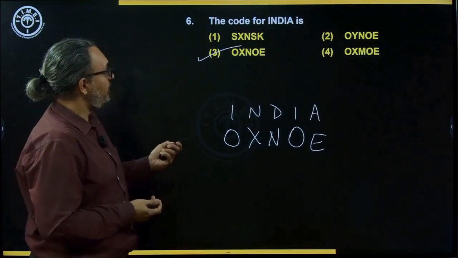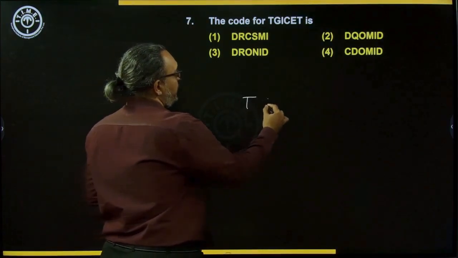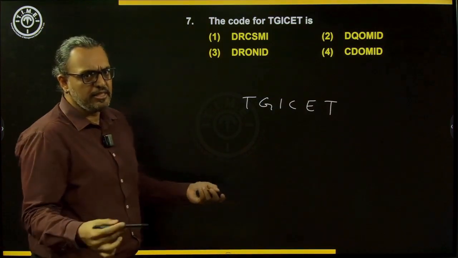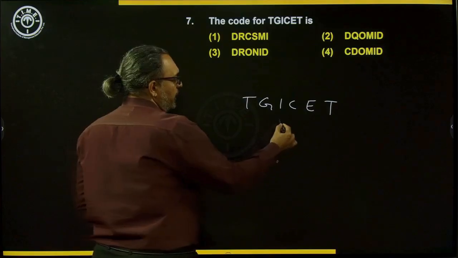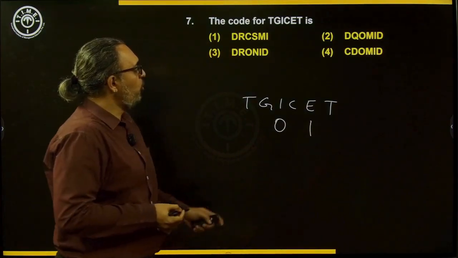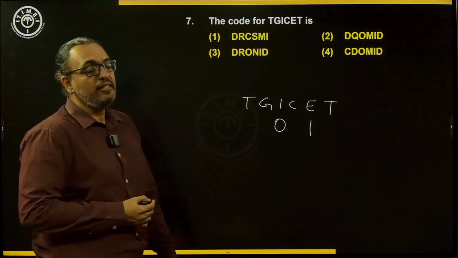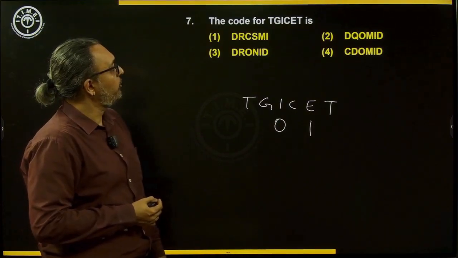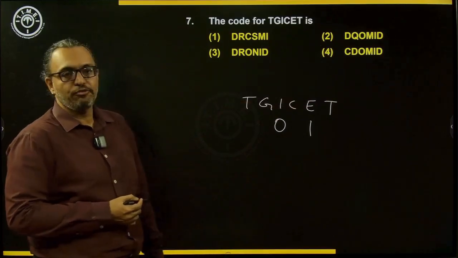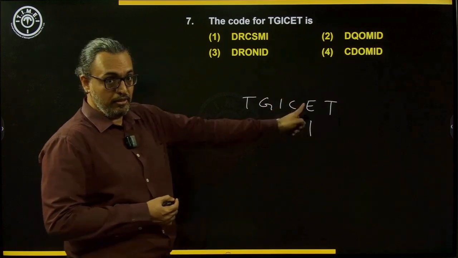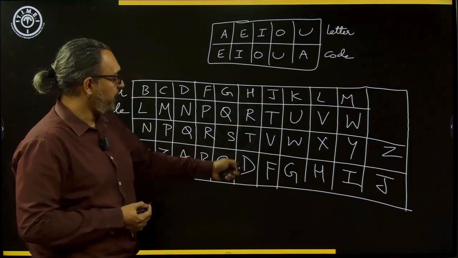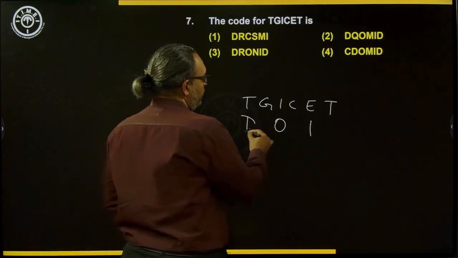Understood? Next. So you have TG ICET. For vowels, it is easy. So target vowels first. For I, you have a O. For E, you have a I. So O in the 3rd position, I in the 5th position. That is in 3 options: 2nd, 3rd and 4th. I need to check for the remaining. So T is matching, repeated. For T, the code is D. So you need D first, D last.